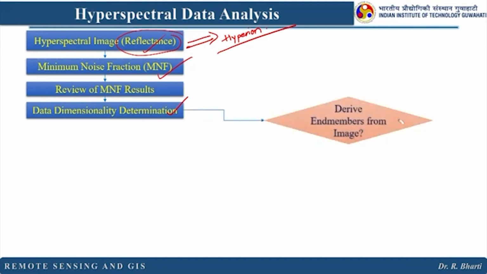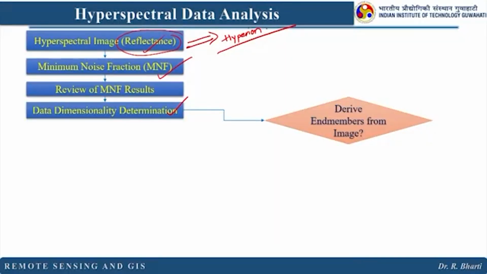So after data dimensionality reduction, what we do? We identify the end members from the image, right? As I told you, end members are the pure pixels available within that image, and they are unique or they are pure in nature. So they will be considered as library or reference spectra, and subsequently they will be deconvolved and analyzed in terms of library spectra, right?